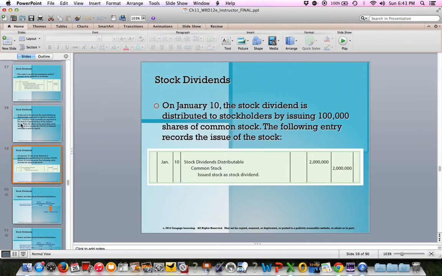So the stock dividend is distributed to stockholders by issuing 100,000 shares of common stock with this entry, and it's based on the par value.